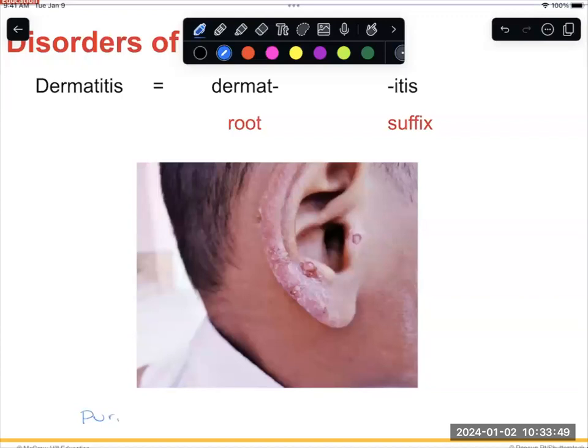It'd help if I spelled it right. Let's try that again. Pruritus. This is a word for itch. A lot of people with dermatitis also have pruritus. They have that itch. Itis is inflammation. And then that root word tells us where that inflammation is found.